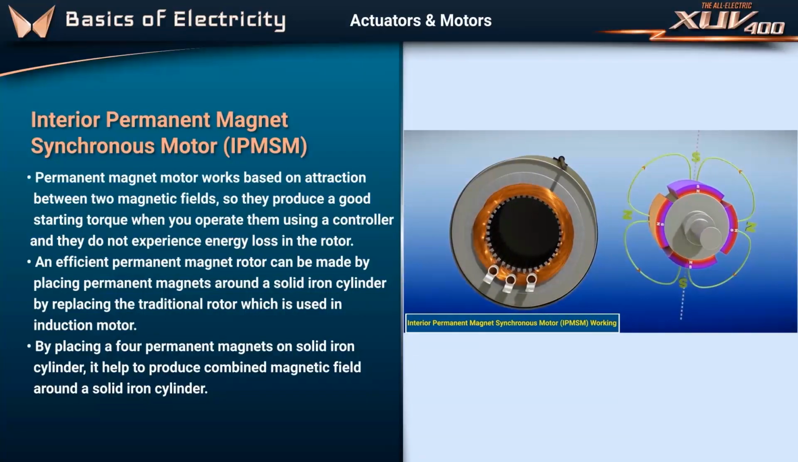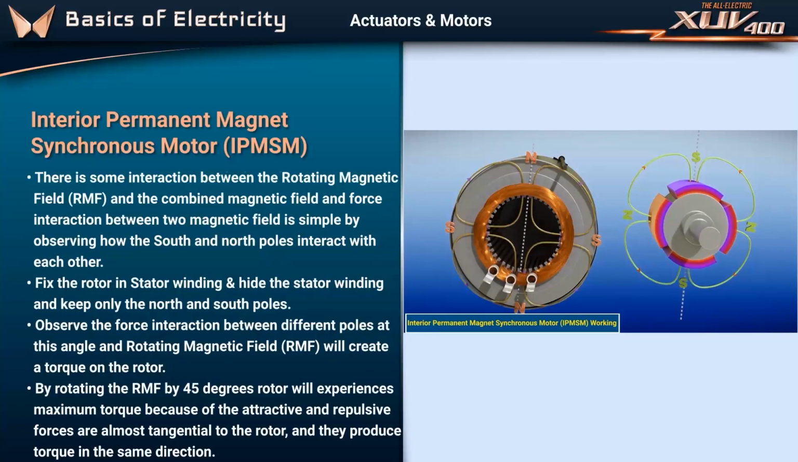Placing 4 permanent magnets on a solid iron cylinder helps to produce a combined magnetic field around the solid iron cylinder. There is some interaction between the rotating magnetic field and the combined magnetic field. The force interaction between the two magnetic fields is simple to understand by observing how the south and north poles interact with each other.